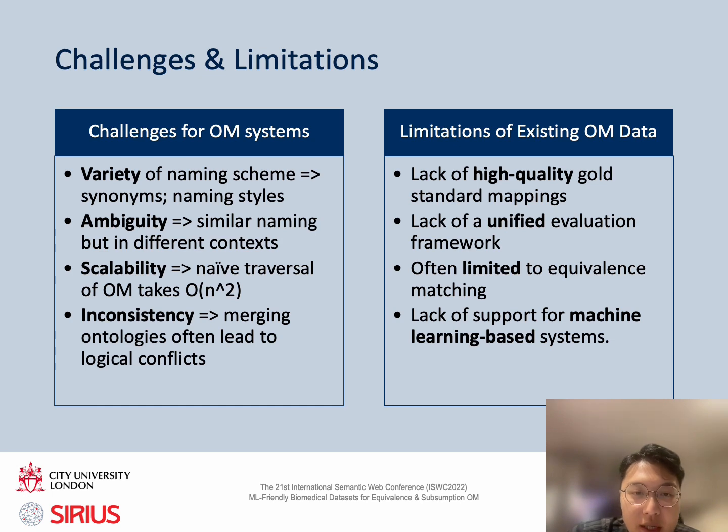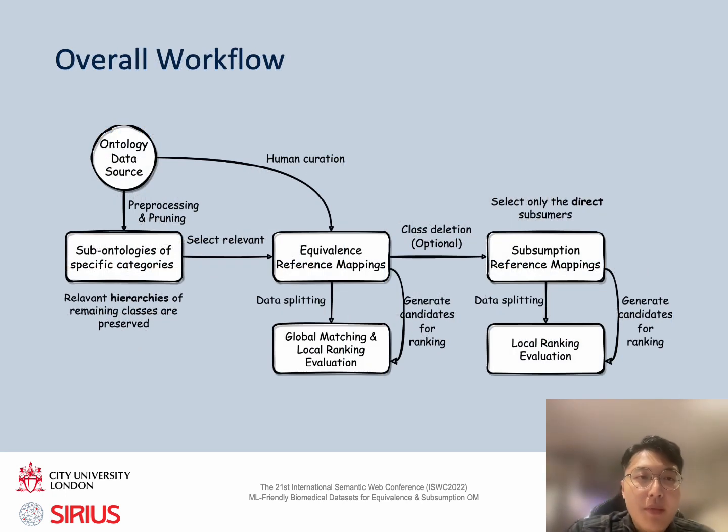And third, current tracks are often limited to equivalence matching without considering subsumption matching, which is also very important for ontologies. And lastly, current tracks lack support for machine learning-based systems because there's no data splitting and no intermediate comparisons for machine learning development. Let's bear in mind the aforementioned limitations of current OM datasets. Now I would like to introduce the workflow of how we create BioML datasets.